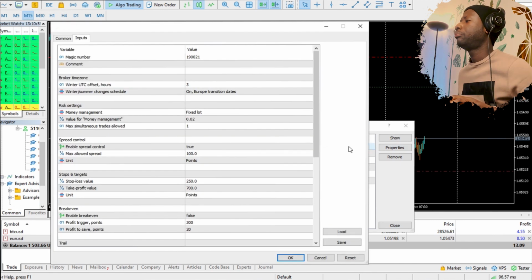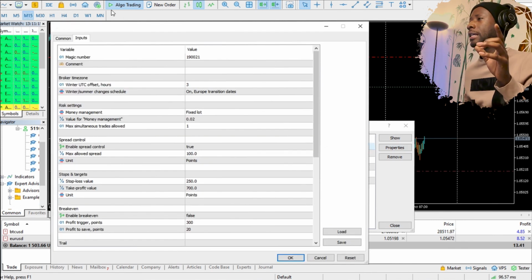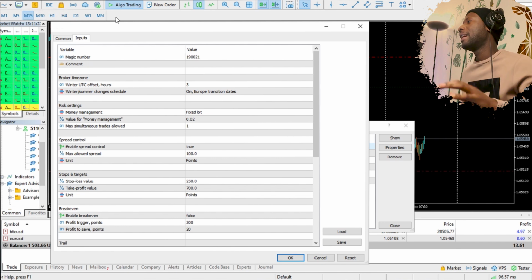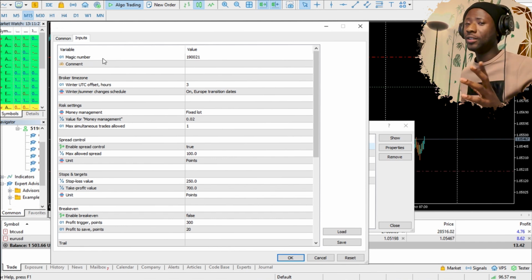Okay, properties. Now let me say something guys. As you can see, the algo trading is on. That is telling you that it is robots that are trading. Robots are currently trading, just to let you know that I'm not just telling you anything that I don't know.